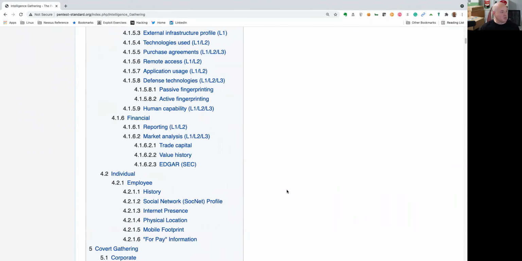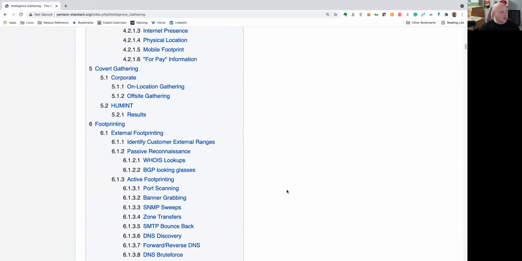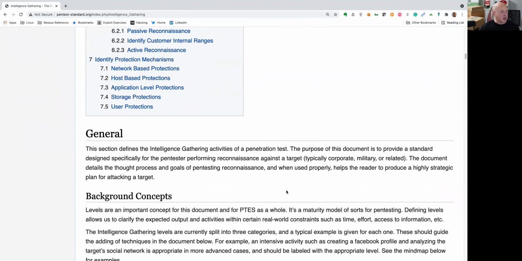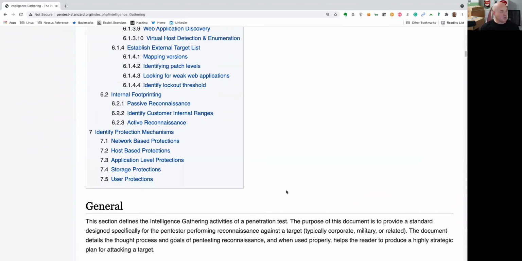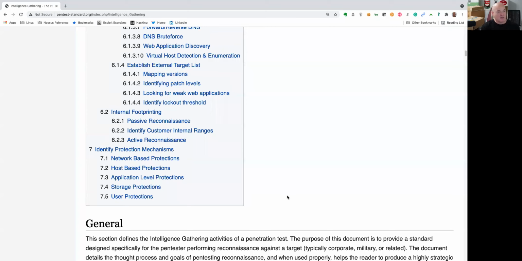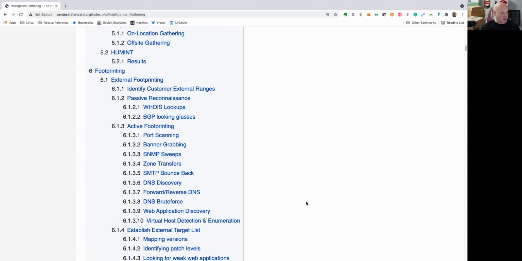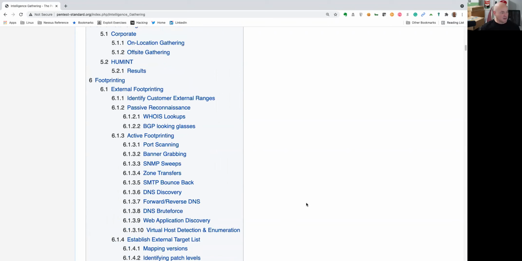Some of this can be done through OSINT. And as far as a web app pen testing engagement, you're not doing as much of this stuff. You're basically scanning the system and figuring out what all is running on that system. But when you get into your red teaming or other types of pen testing, sometimes it's important to know things about physical locations.